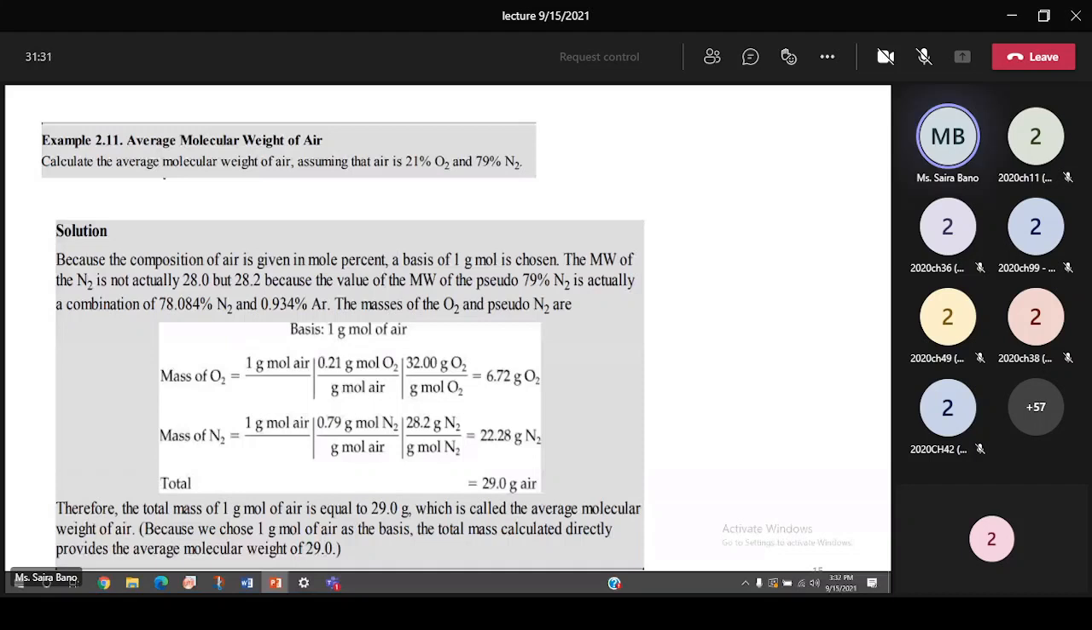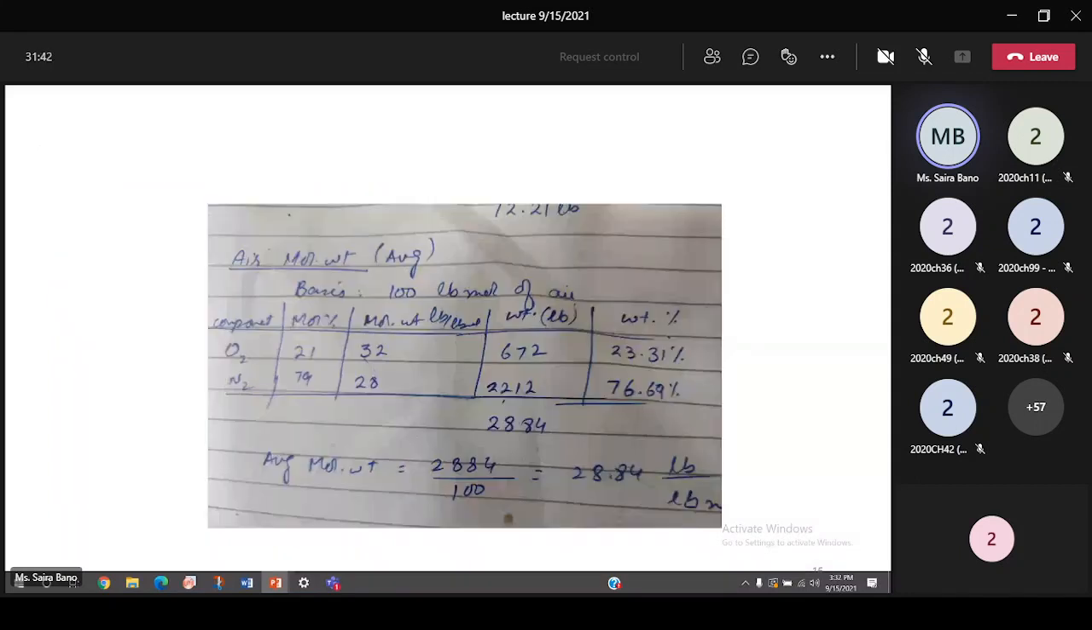Okay, so class, I have shared both the solutions, one which is solved in your book, and the second one I solved by doing all the calculations in table form.